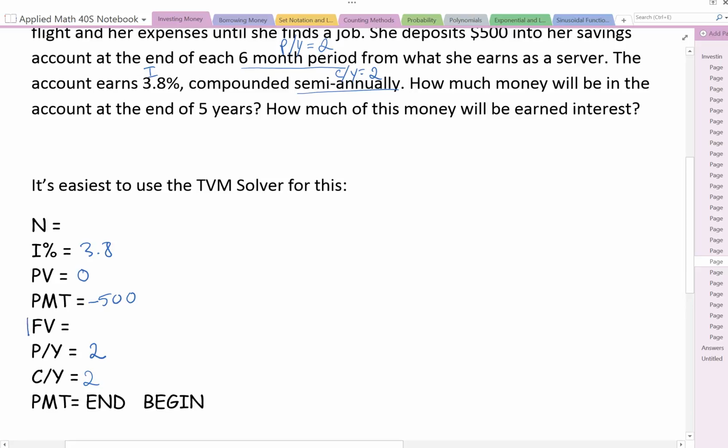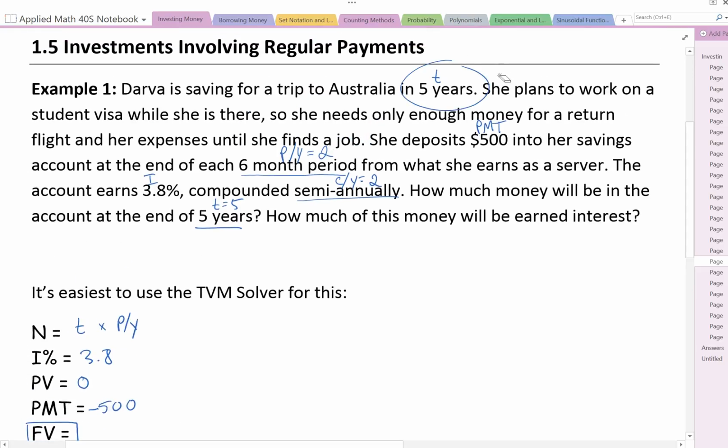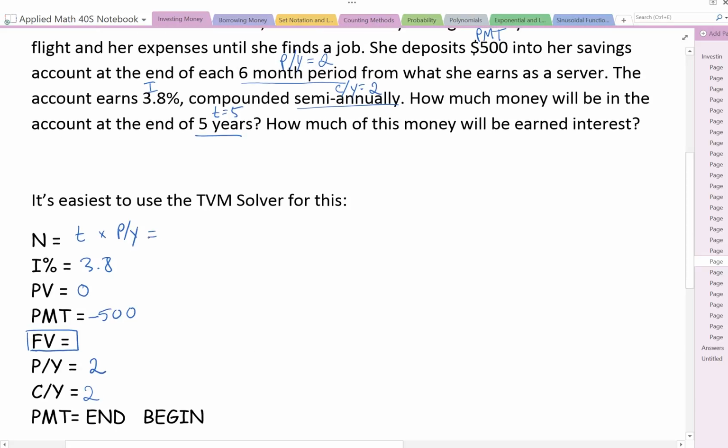We're solving for our future value, but what am I doing with my N value? My N value is the number of years times my payments per year. So in this case, we've got 5 years, so T is equal to 5, and I actually put that in up top here already. But my payments per year is 2, so we would write this as 5 times 2, or 10. So this is a situation where as soon as we change our PY, our N value isn't going to be times 1 anymore.